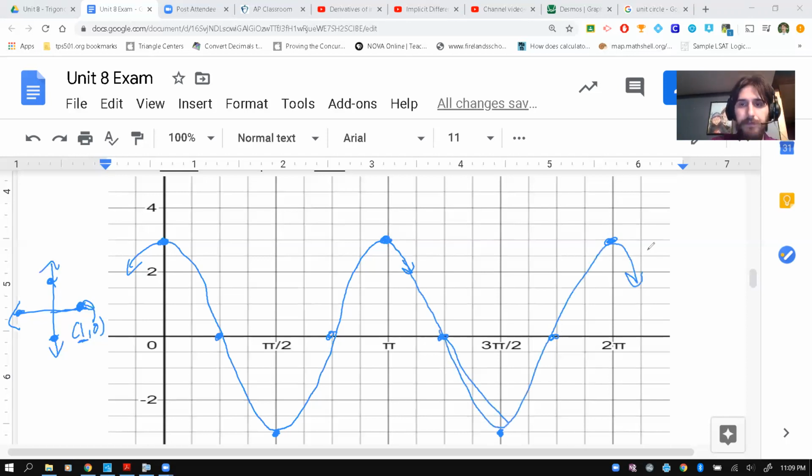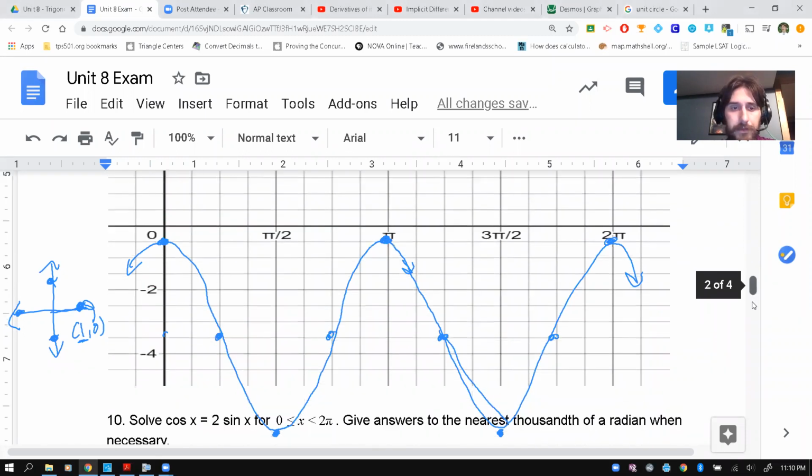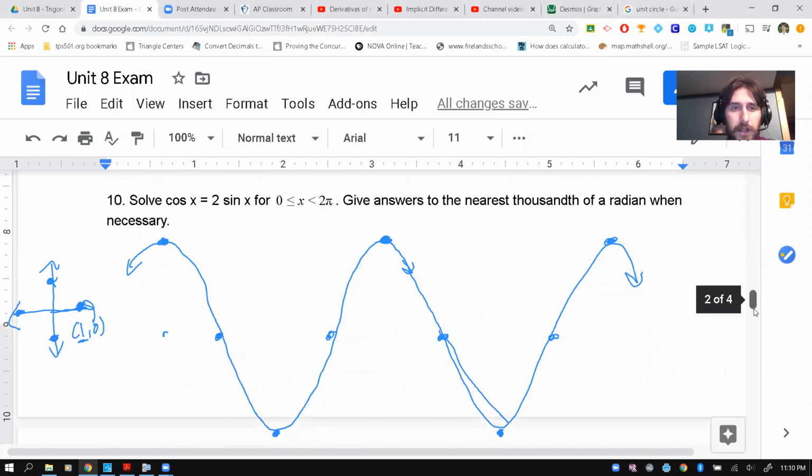Looks great. And the only thing that changes if this was a sine graph is that instead of starting at the top, it would start at the middle, and then it would go up, middle, down, middle. But again, if you don't remember what sine and cosine graphs look like, you could go on Desmos to graph it and check your answer. All right, last one.